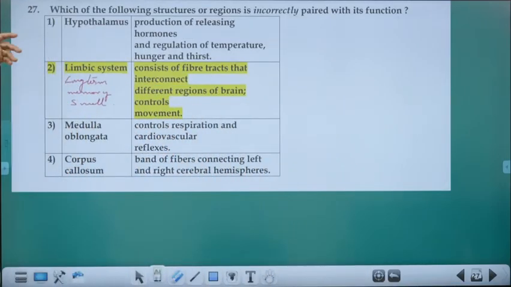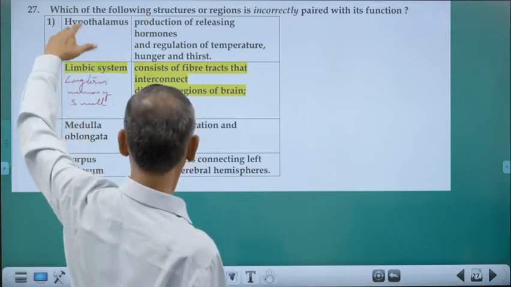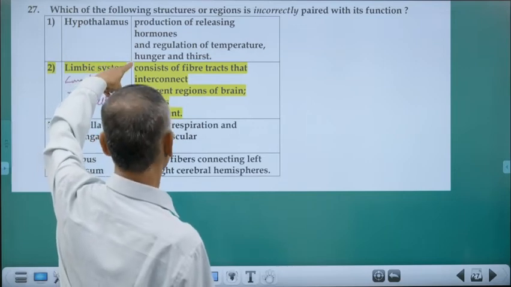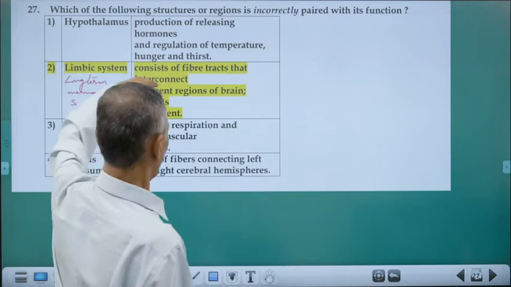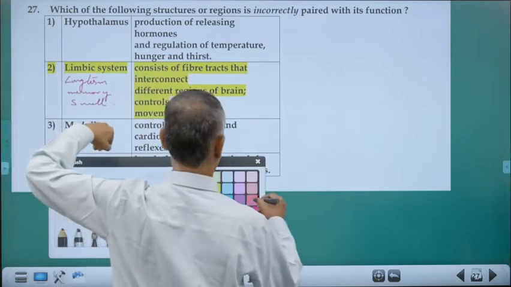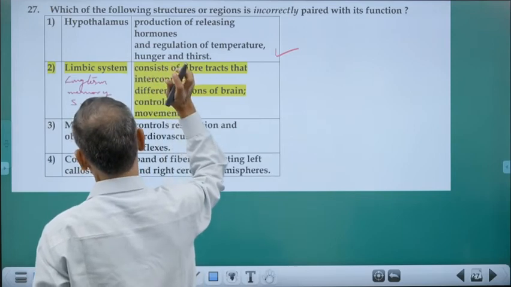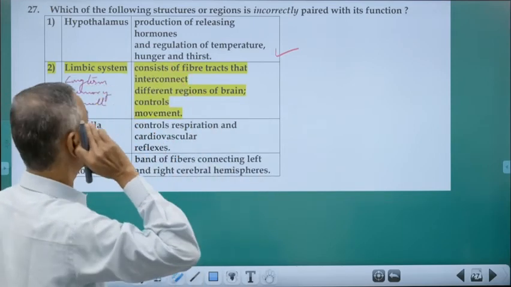Which of the following structures or regions is incorrectly paired with its function? Hypothalamus, production of releasing hormone, regulating temperature. This is the thermostat of our body. So that's the correct pairing. Limbic system. We have studied the structure of the limbic system. It is concerned with smell and long-term memory.